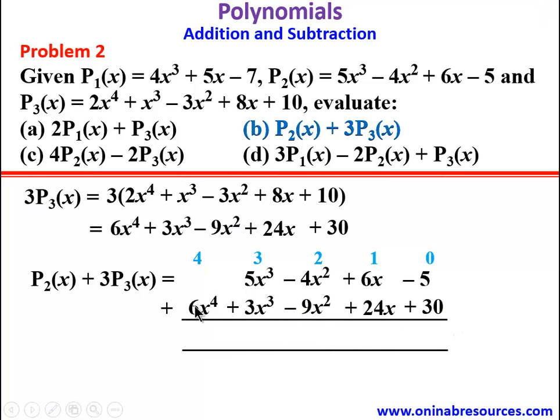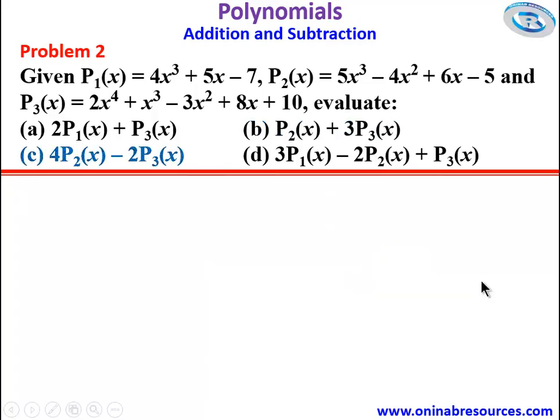Then we simplify. So 6x⁴ is coming down since there is nothing to add to it. Then 5x³ plus 3x³ gives 8x³. Negative 4x² plus negative 9x². It is as good as saying negative 4x² minus 9x², which is negative 13x². 6x plus positive 24x gives 30x, and minus 5 plus positive 30, that's going to give us 25. And we are done with B.